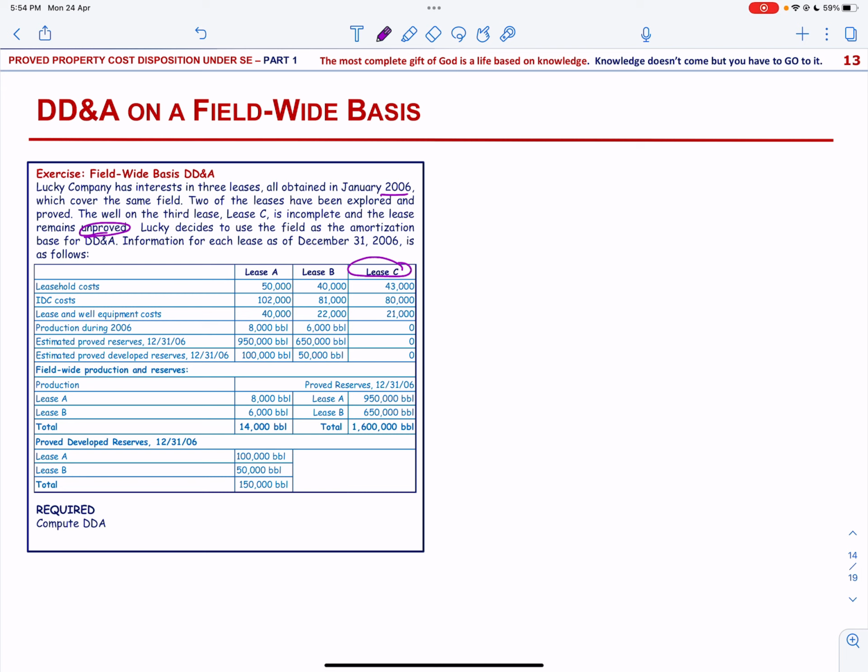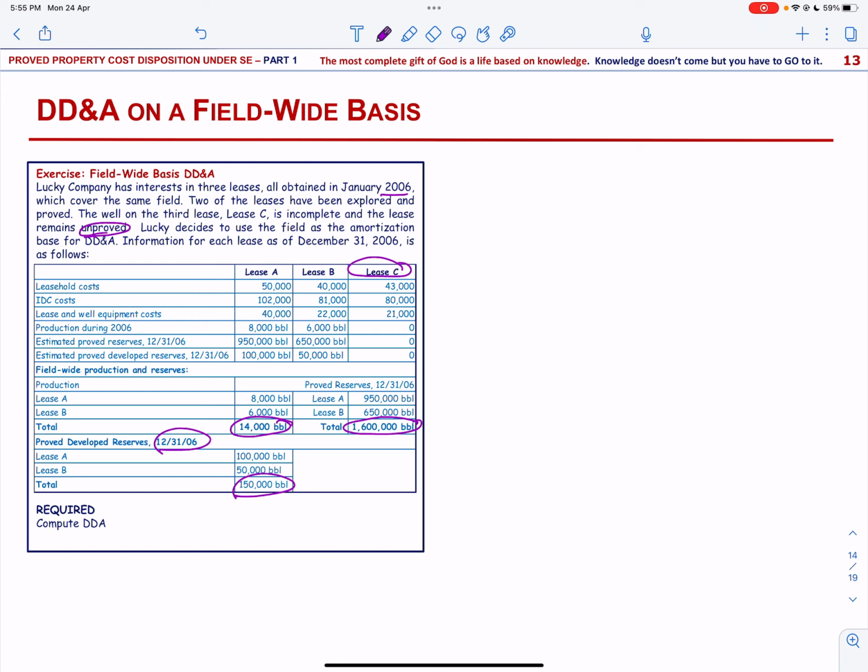We have all the information. We have the field-wide production also in barrels. We have the proved reserves total as well. And we have the proved developed reserves at the end of the year for lease A and lease B. We have the total as well. And we have to compute the DD&A.